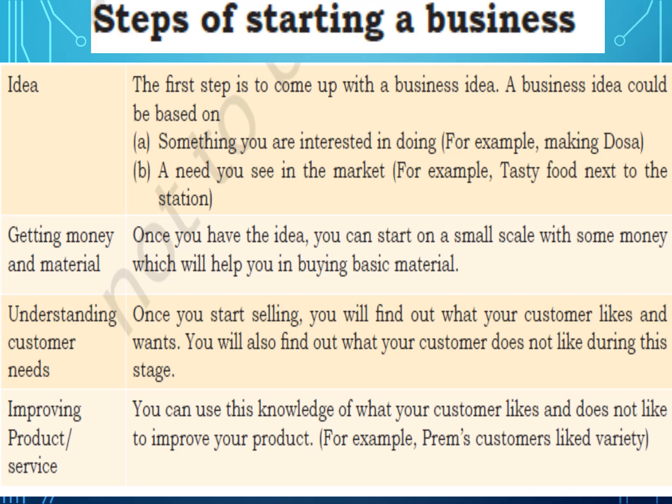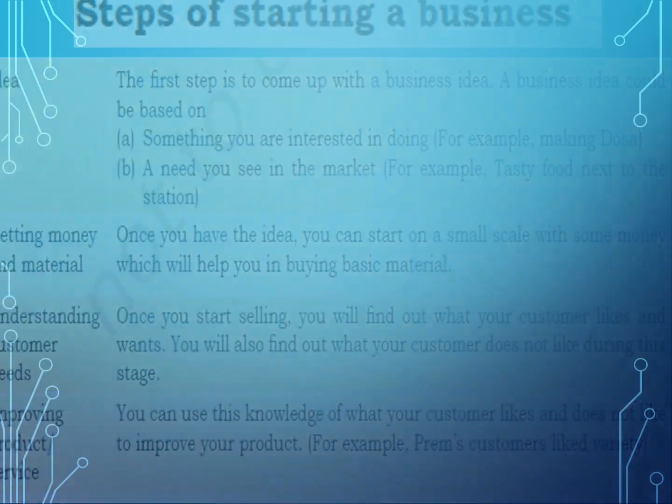Last step, improving product and service. Based on the customer's need, you can improvise your product and service. You can use this knowledge of what your customer likes and does not like to improve your product. For example, Prem's customers liked variety. So what he did, he started implementing that and he succeeded.